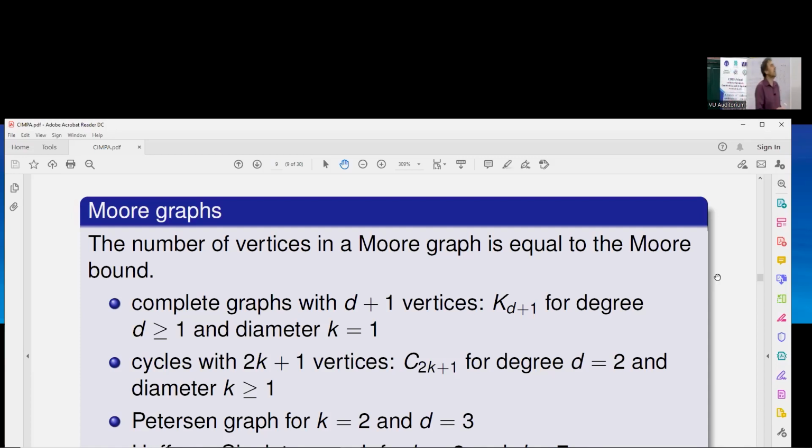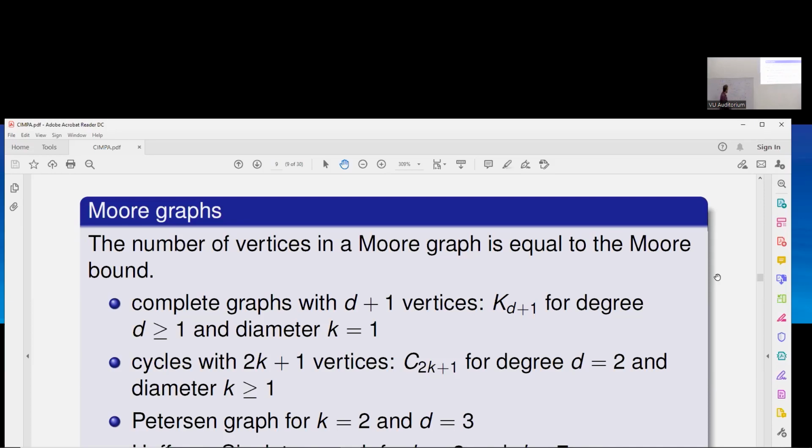Okay, so let's look here. Complete graph with d plus 1 vertices. In graph theory, the notation for a complete graph is capital K with the number of vertices, so in general Kn is a complete graph of n vertices. If the complete graph has d plus 1 vertices, degree plus 1, that is actually the Moore graph for diameter 1. You know that the complete graph has diameter 1, right? Because every vertex is connected with every other. So the complete graph has diameter 1.